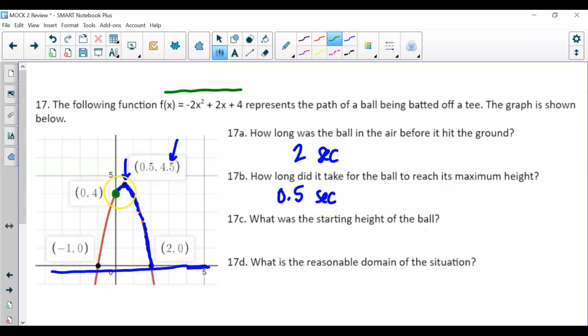What was the starting height of the ball? So where did it start? Here at 4 feet. And what is the reasonable domain? So again, reasonable. Does it make sense that we're starting x values here at -1? No, because we can't travel in negative time. We're starting here at 0 and going all the way to 2.